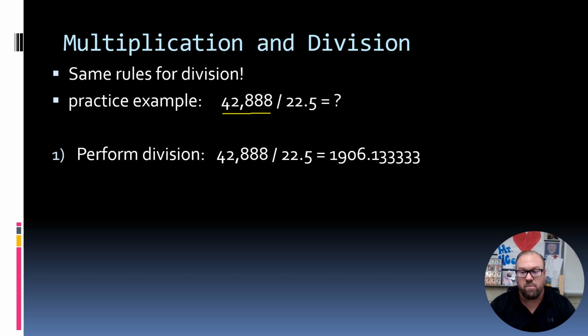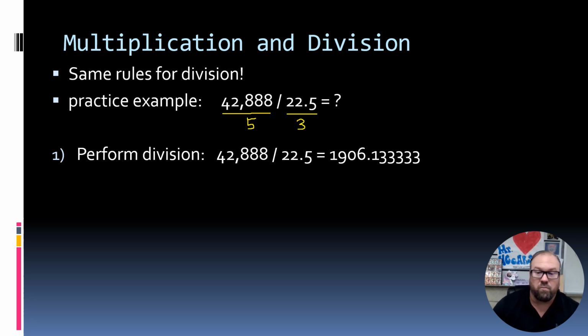So 42,888, take a moment, is how many sig figs, students? That's going to be 5 sig figs. And we're dividing it by 22.5. How many sig figs is represented in the measurement 22.5? 3 sig figs. So we've got 5 versus 3. Which one are we going to round to? We're going to round to 3. We can't have more sig figs than what's in the least of the two measurements being divided, right?